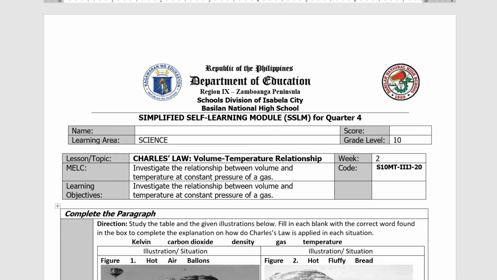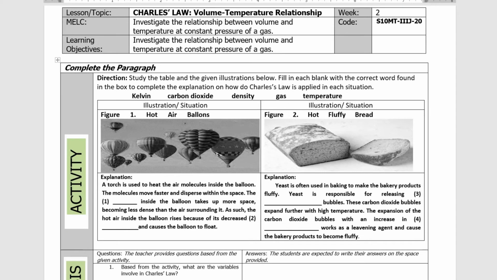Now, in this particular SSLM, you have the activity. This activity is telling you to study the table and the given illustrations below. Now, you have to fill in each blank with the correct word found in the box. Here: Kelvin, carbon dioxide, density, gas, and temperature. So these 5 words will be the answer for figure 1 and figure 2.